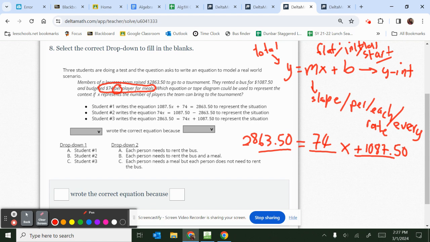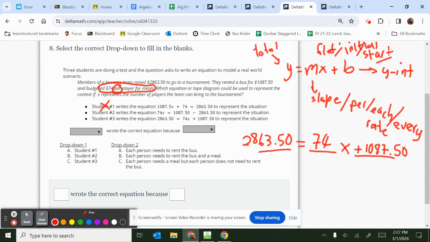Looking at this, do you think student 1 got the correct equation? No, they got their y-intercept and their slope mixed up. Student A is wrong because they should have the 74 beside the x and not the 1087.5 beside the x.